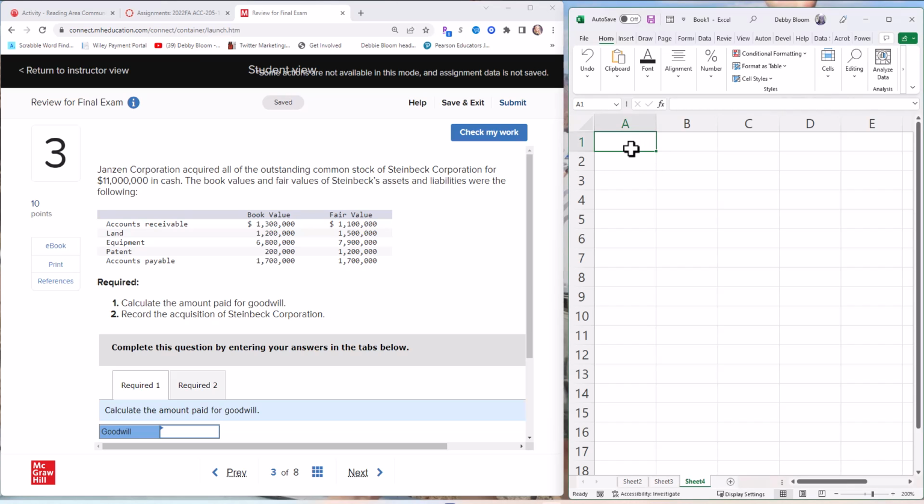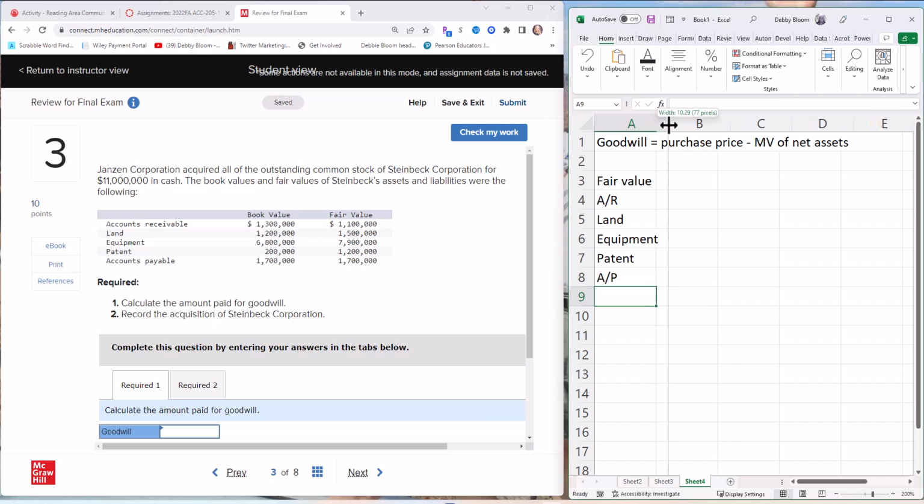So the amount paid for goodwill is going to be the difference between the purchase price minus the market value of the net assets, and net assets is assets minus liabilities. So let's take a look at our fair values. So we have accounts receivable, land, equipment, patent, and accounts payable. So let me put in the commas so you can see the numbers a little bit better.